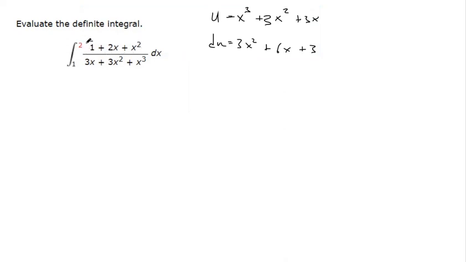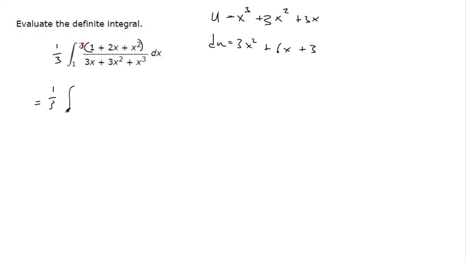Because this would be 3 times 1 is 3, 3 times 2 is 6, 3 times this would be 3x squared. So we want to multiply the entire numerator by 3, but we can't just throw a 3 in there, else it's not the same expression. So we have to balance it out by multiplying the outside by 1/3. So now this is du, and this is u.